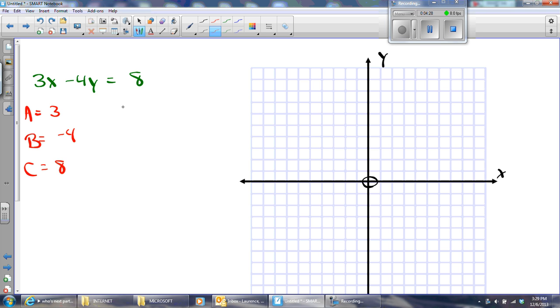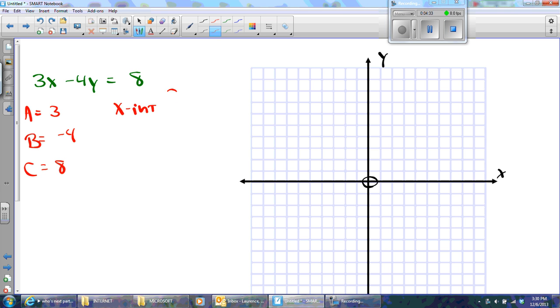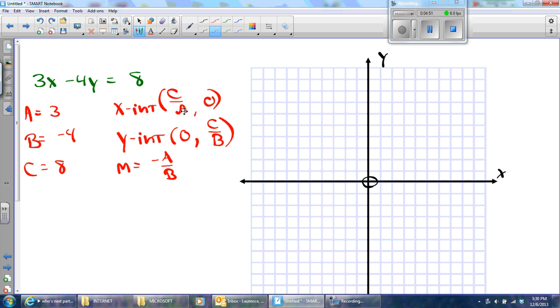Now to graph, I know my shortcuts. I know to find the x-intercept, I can do C over A, right? To do the y-intercept, I could do C over B. And to do the slope, I could do the negative A over B. Now, I'm not liking C over A. It's not going to be divisible. I can do it. It's just not going to be pretty. I'll do it. I'm going to get 8 over 3, 0.